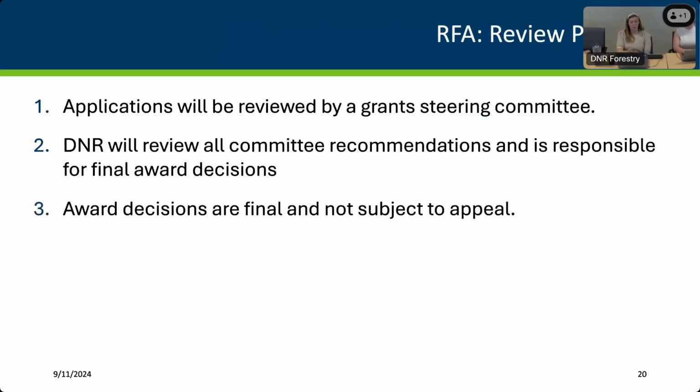Then we'll walk through, after applications are submitted, what the review process and timeline look like. A UCF, or Urban and Community Forestry Grants Steering Committee, made up of Department of Natural Resources forestry staff and stakeholders, will recommend projects and award amounts. The steering committee will evaluate all eligible and complete applications received by the deadline. DNR will review all committee recommendations and is responsible for final award decisions. The award decisions of the DNR are final and not subject to appeal.